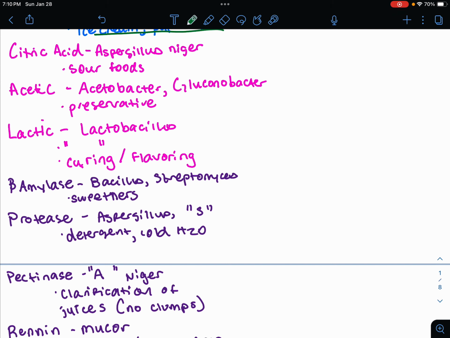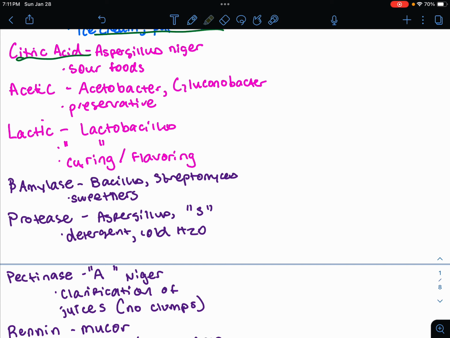So we have citric acid, which is made from Aspergillus niger. This is a food acidulant. This is for sour foods, so that very sour taste in candies is from this Aspergillus niger's product of citric acid. We also have acetic acid. Again, that's a preservative. That's from Acetobacter or Gluconobacter. And lactic acid is from the Lactobacillus species. This is a preservative, a curing, and a flavoring agent.